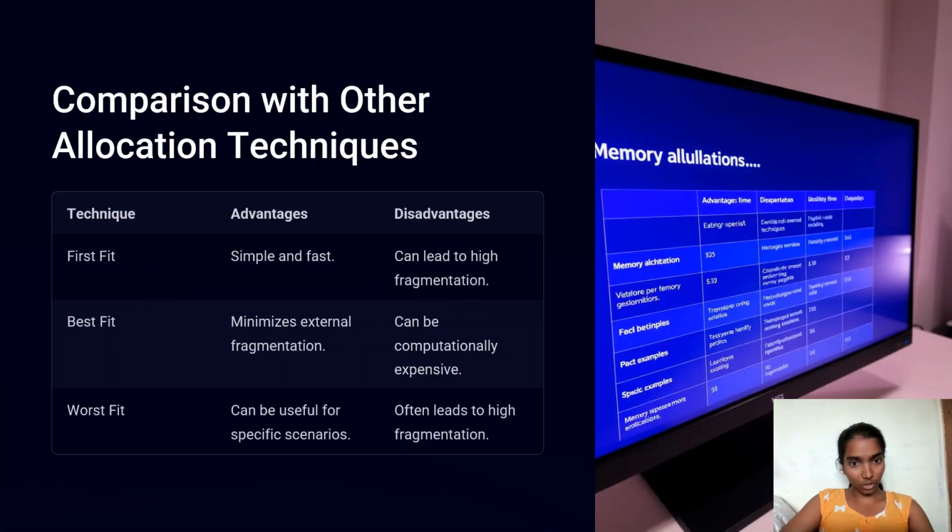Comparison with other allocation techniques. So, firstly, first fit. Its advantage is that it is simple and fast, but it can lead to high fragmentation. The next is best fit. Best fit minimizes external fragmentation, but it may be computationally expensive. And the third is worst fit. Worst fit can be useful for specific scenarios, but it often leads to high fragmentation.